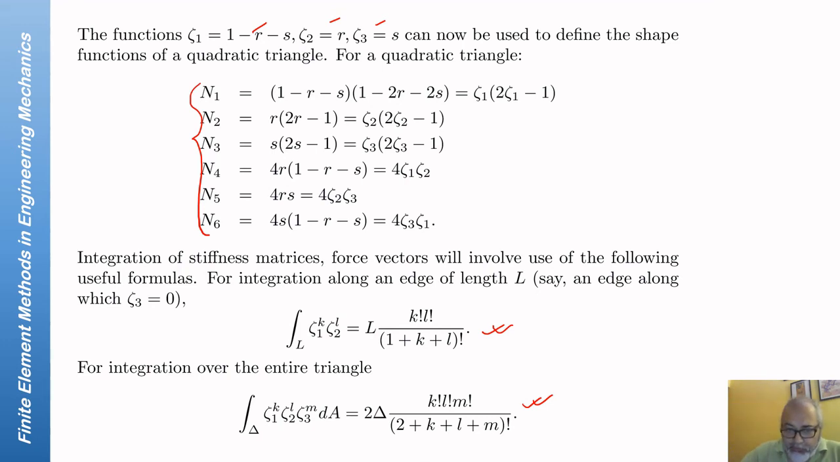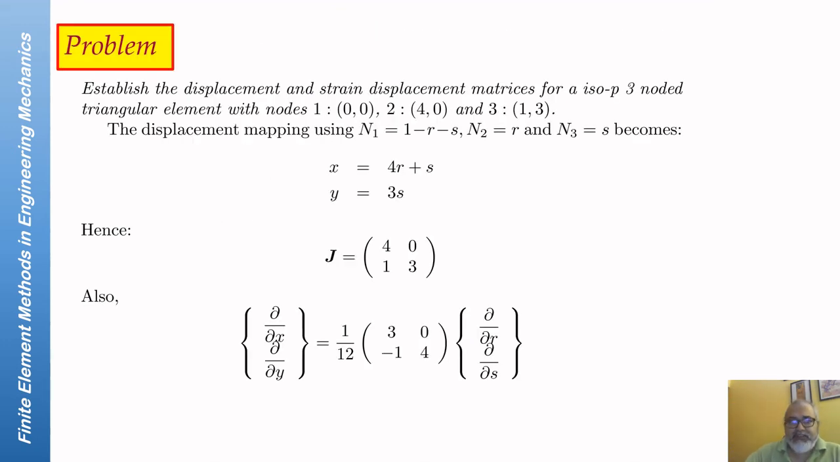We'll do a small problem, and this problem is like this. So I have a triangle which has a node 1 located at (0, 0), node 2 located at (4, 0), and node 3 at (1, 3), somewhere here. So this is my physical element, and I will now write down the shape functions, strain displacement matrices, and so on.